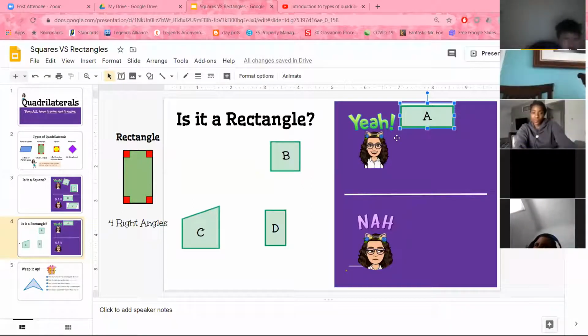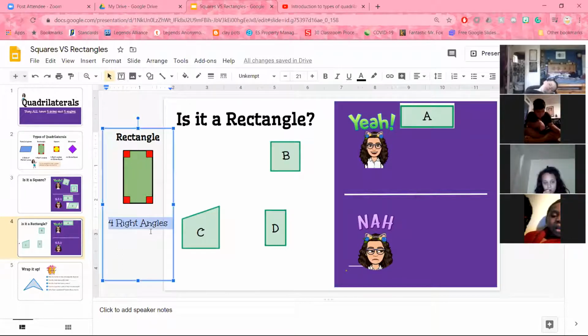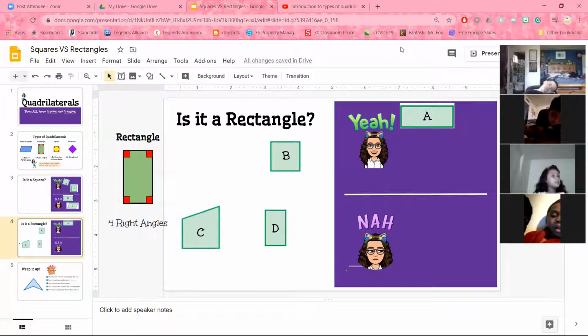So Adrian, how do you know shape A is a rectangle? I know because it has 2 long sides and 2 short sides. All right, good. And it also has what? 4 corners. Yeah, 4 corners, 4 right angles. Okay. All right. Shape B.